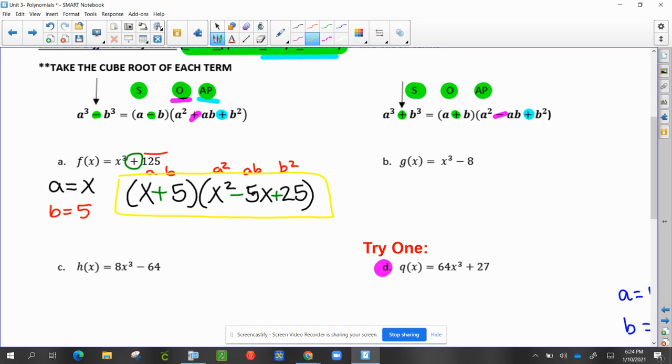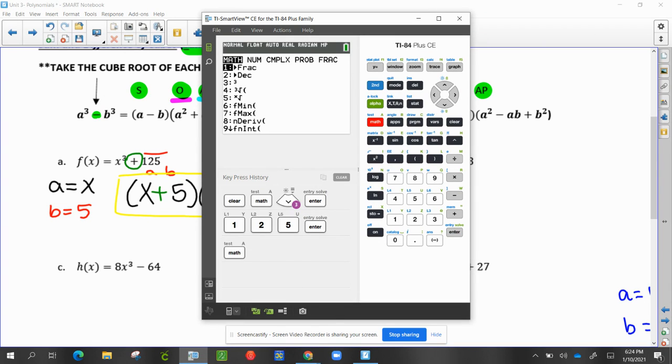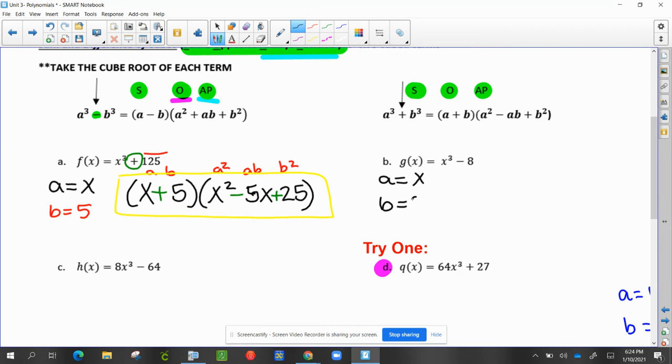Okay, so again, it's just a pattern that it fits into. You just have to put the correct numbers in the right spots. All right, let's look at B, x cubed minus 8. So we're going to start by taking the cube roots of those. The cube root of x cubed is just x. The cube root of 8, if you didn't know, let's just pop it in our calculator. The cube root of 8 is 2. So my B term here is 2.